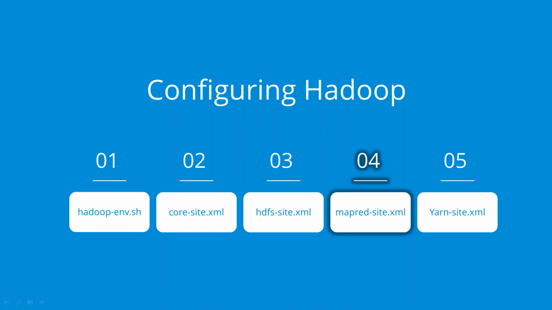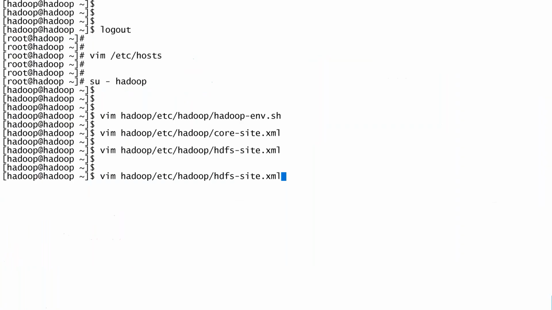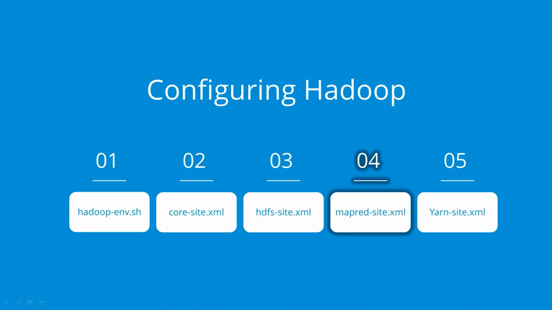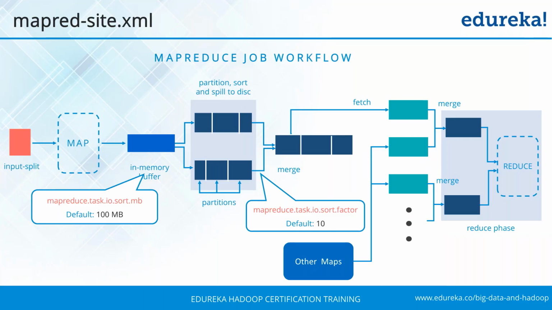Then we'll go into the mapred-site.xml here. So I'll just open the mapred-site and let's see what all configurations we need to do. Okay, so let's first of all go into the job workflow of how MapReduce actually works. When you run a MapReduce job, what are the different components that it runs, and how does it perform the processing of the data.